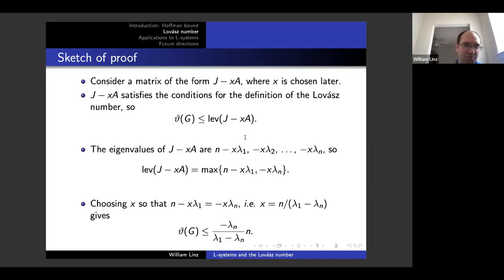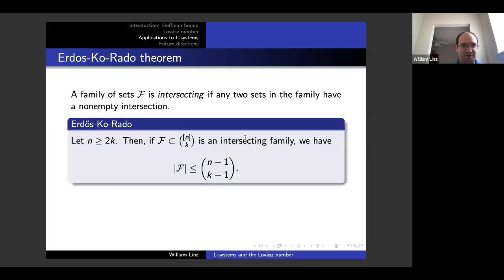I'm now going to talk about applications of the Lovász number to L systems, but I'm going to first talk about specific examples of L systems. In particular, I'll start by recalling a very famous theorem, the Erdős-Ko-Rado theorem. I'm sure not all of you have seen this before. We'll say that a family of sets F is intersecting if any two sets in the family have a non-empty intersection.